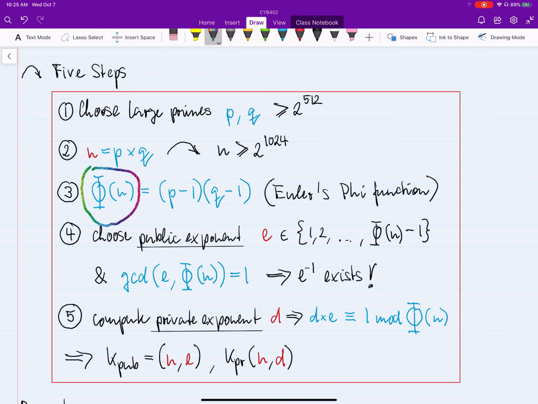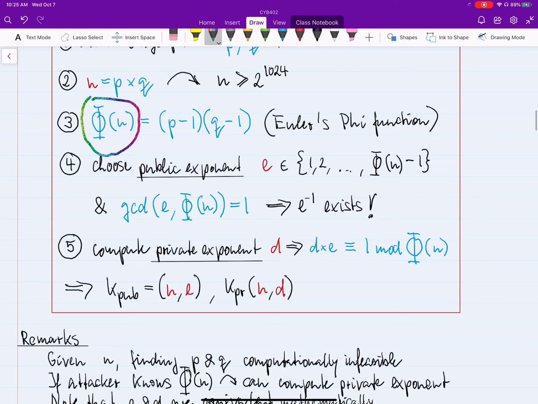So in the next step, we choose what is called a public exponent, or basically the second part of the public key, which we call E. E stands possibly for encryption. And E is being chosen out of numbers 1 through phi of n minus 1.